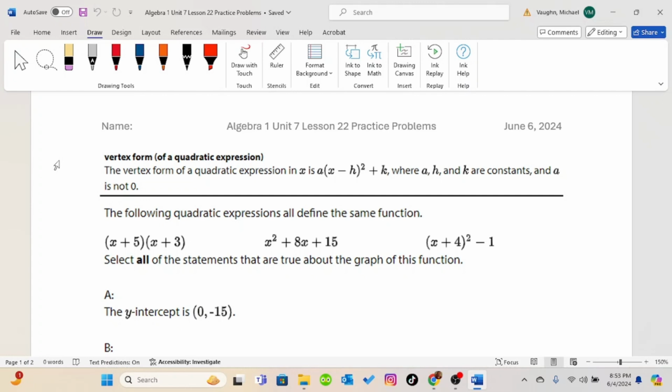The vertex form of a quadratic expression in x is a times x minus h squared plus k, where a, h, and k are constants and a is not 0. If you have any questions about this vertex form of a quadratic expression, please ask for clarification before we begin the practice problems.